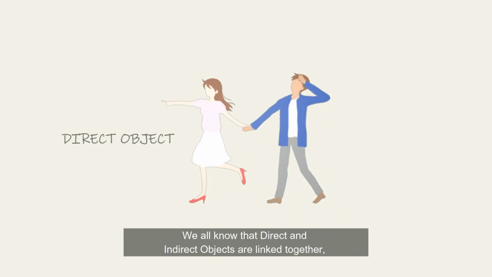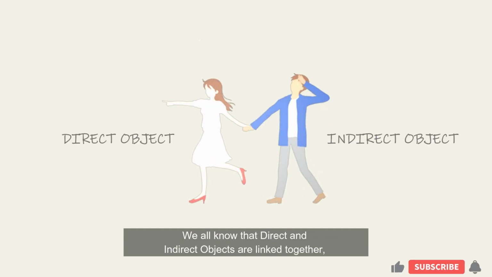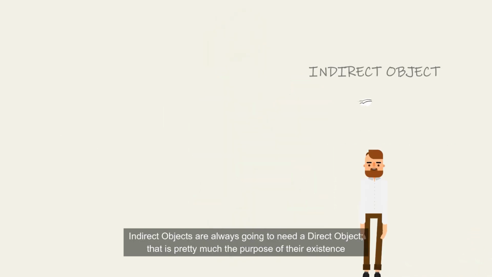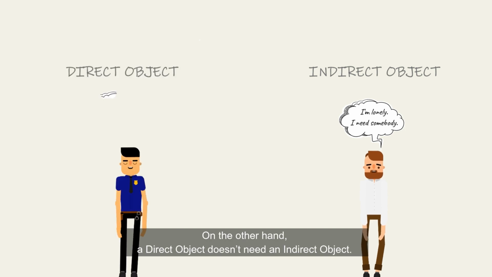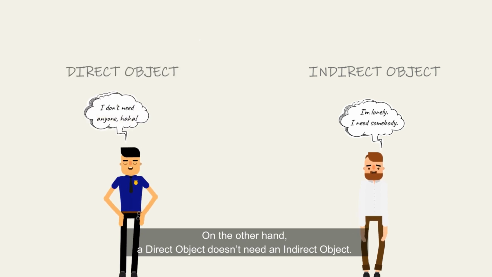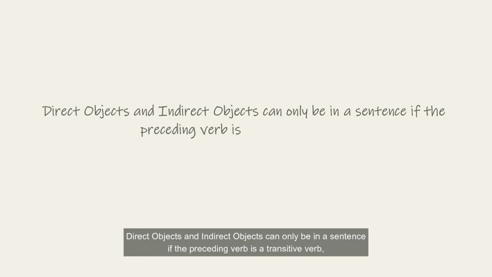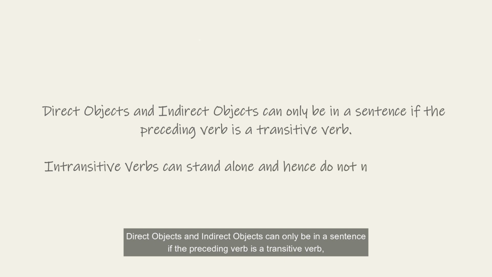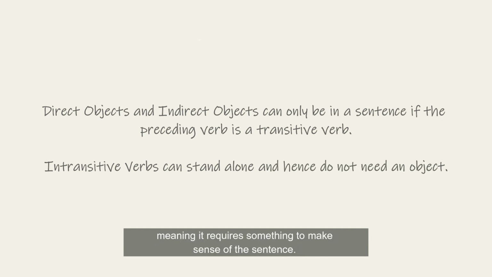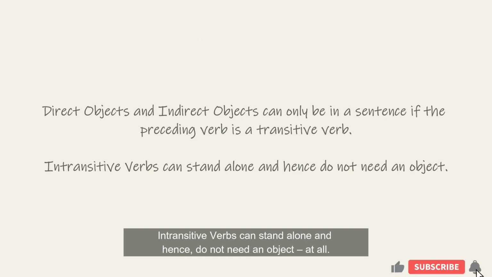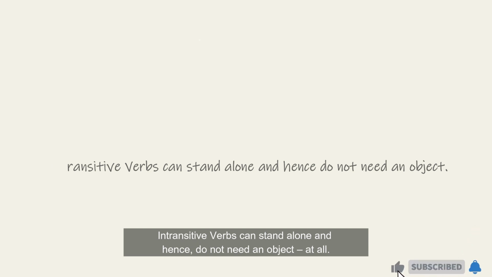We all know that direct and indirect objects are linked together, but in spite of that, their relationship is very one-sided. Indirect objects are always going to need a direct object. That is pretty much the purpose of their existence. On the other hand, a direct object doesn't need an indirect object. Direct objects and indirect objects can only be in a sentence if the preceding verb is a transitive verb, meaning it requires something to make sense of the sentence. Intransitive verbs can stand alone and hence do not need an object at all.